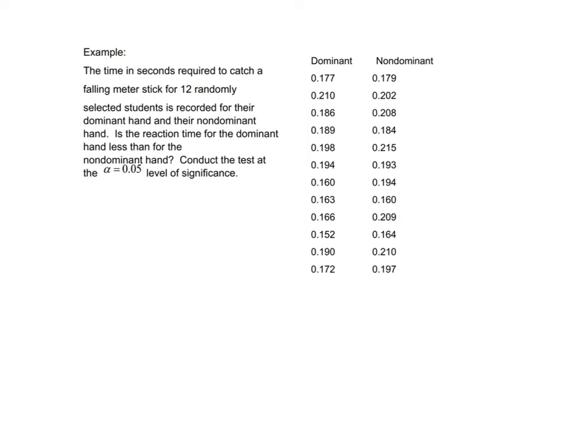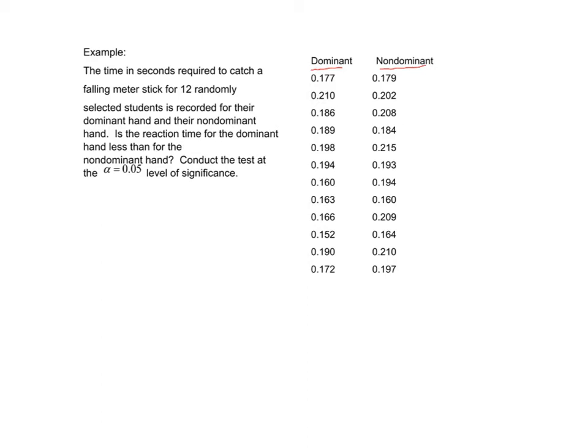All right, now let's look at an example where we use this type of hypothesis test. We have the time it takes in seconds required to catch a falling meter stick for 12 randomly selected students, recorded for both their dominant and their non-dominant hand. We're testing if the reaction time for the dominant hand is less than the non-dominant hand, at the 5% level of significance. We've got the table to the right, and if you wanted to try this out on your own, you could check it in Minitab. I wouldn't type this into your calculator just yet. I'll tell you what you could do in your calculator if you wanted to.